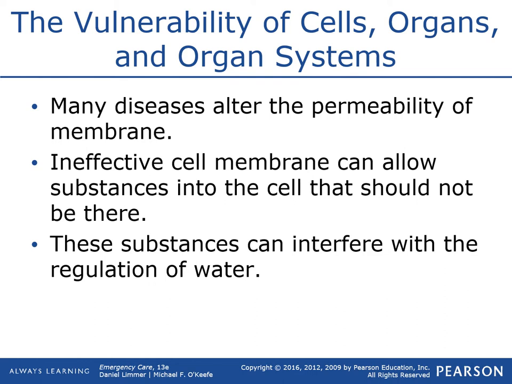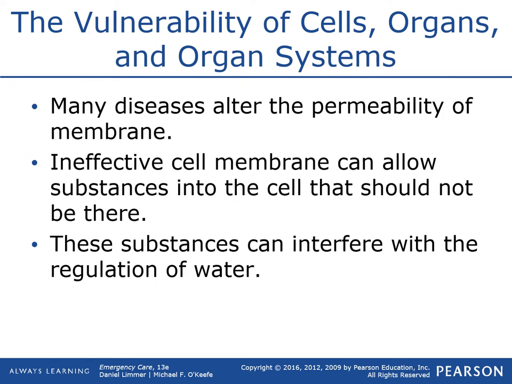So as we talked about earlier, the cell membrane is the guardian of the cell. It's what allows things in and out of the cell. So a lot of disease processes, they target your cell membrane. So their goal is to alter the permeability of the membrane to allow other things in. And so if that happens and the cell membrane is allowing substances that shouldn't be there, you then have interference with the regulation of water, which in turn will disrupt the function of the cell and most likely kill it pretty quickly. So that's how diseases go after our body, is it wants to alter our cell membrane to allow too much or too little of something in, and then it's going to kill the cell.